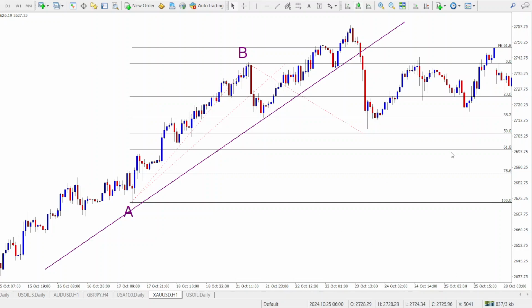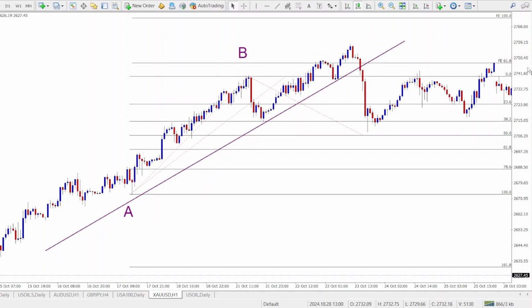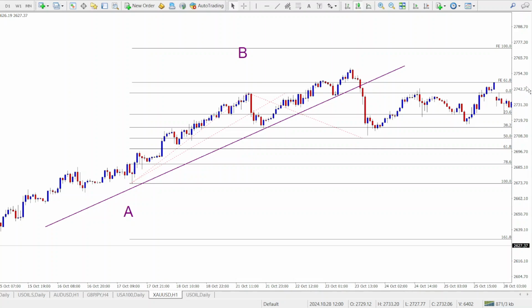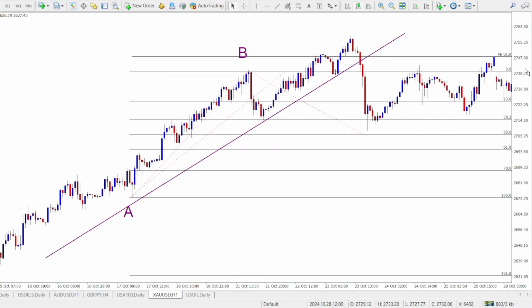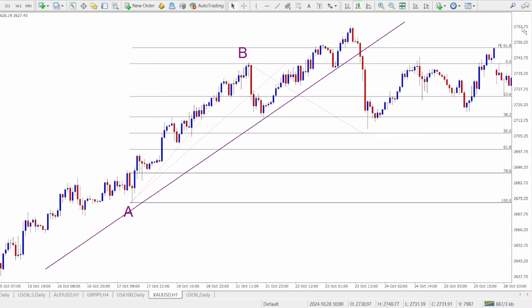Now, what about extensions? These are used to project where the price might head after breaking out of a retracement. To use Fibonacci extensions, identify 3 points: the swing low, the swing high, and the retracement point.